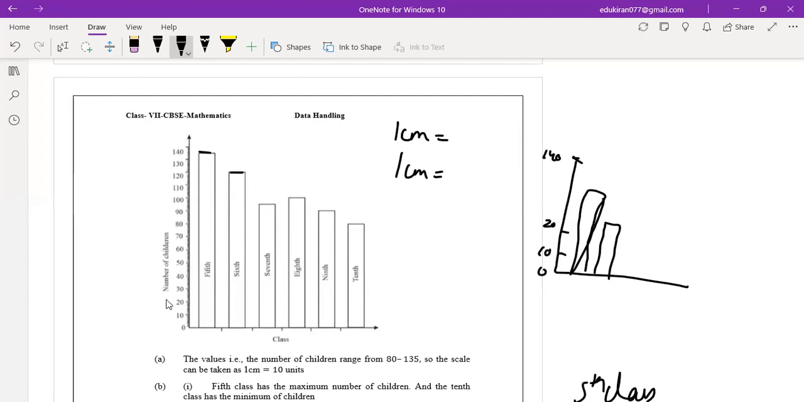10, ma'am. Yes, guys, can you hear me? Ma'am, is it 10? Yeah, you can take any, I don't have any problem. Ma'am, but I did not start it from 0. I started it from 80. Is that fine? Ma'am, same, I also started from 80.